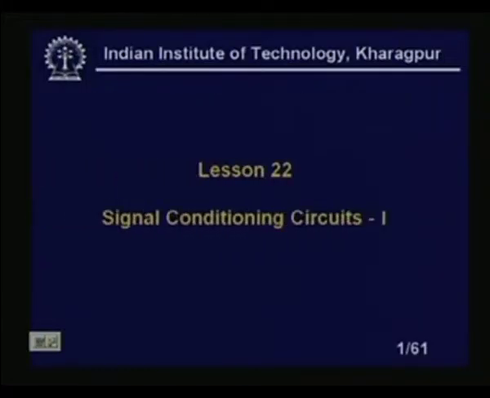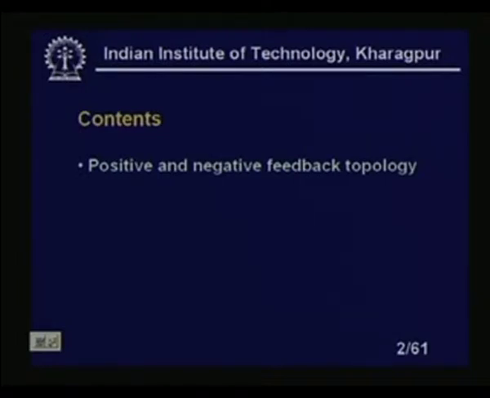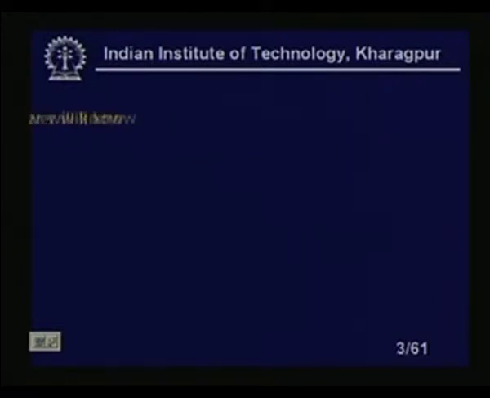So, in this lesson and the next lesson, we will discuss some of the signal conditioning circuits commonly used in instrumentation. This is lesson 22, signal conditioning circuits 1. Contents of these lessons: positive and negative feedback topology we will discuss. We will discuss the active filters, single amplifier structure.